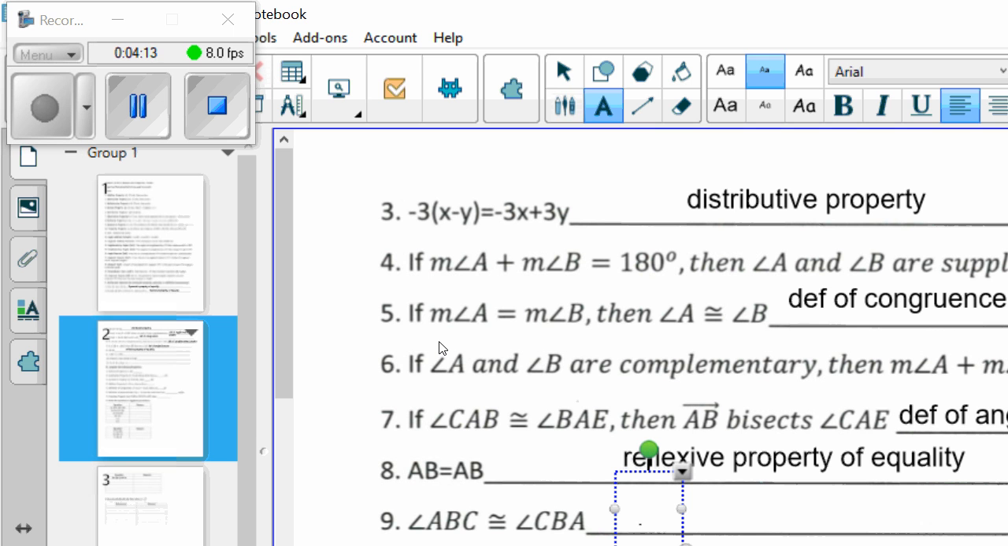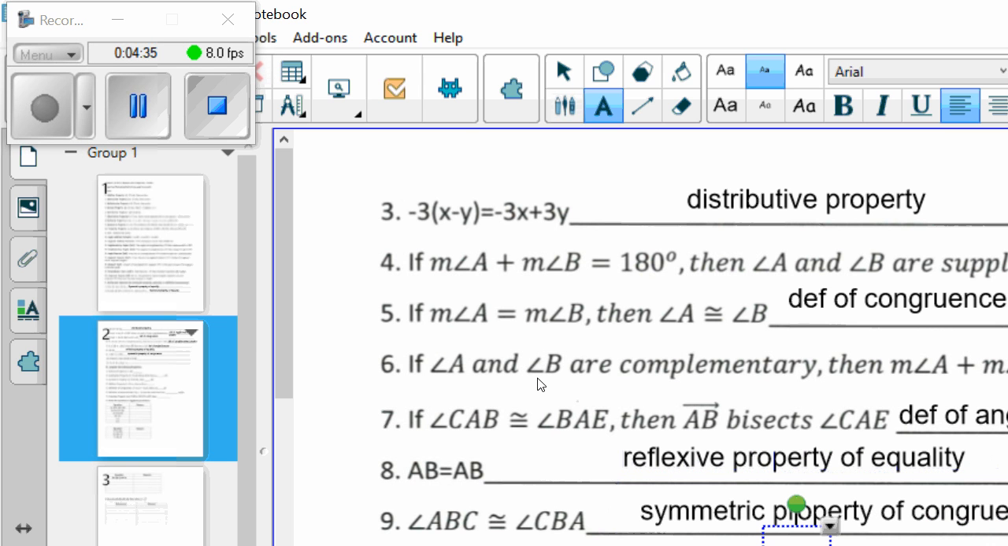Number 9, angle ABC is congruent to angle CBA. Notice that the B is in the same spot. It's my vertex. The A and the C are what traded places. So this is the symmetric property, this time of congruence, because it had a congruent symbol.